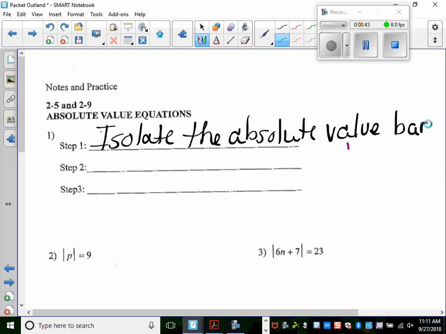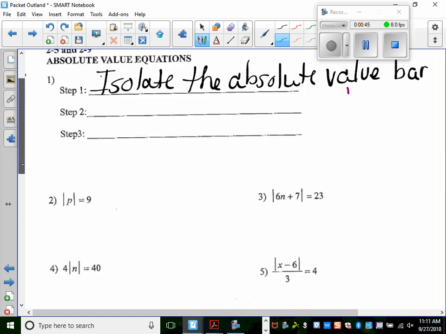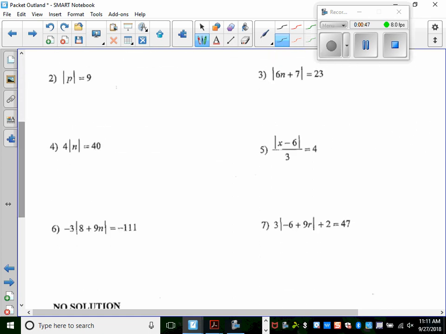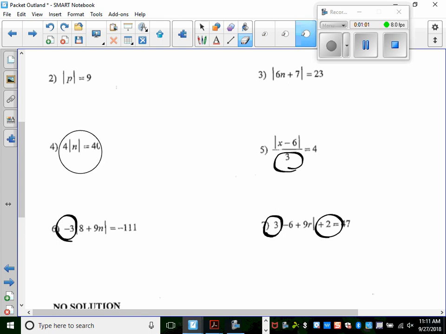under the bars. Because if you notice, and if we take a look at some of these problems, you'll see how there's a 4 on the outside, there's a 3 under here. So all of that you would have to eliminate first. That would be the first step, is to isolate the bars, get them all by themselves, all right?